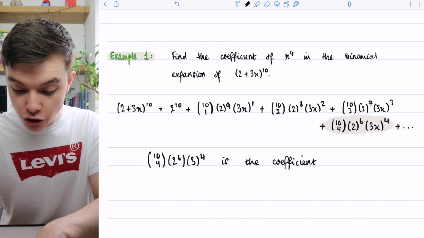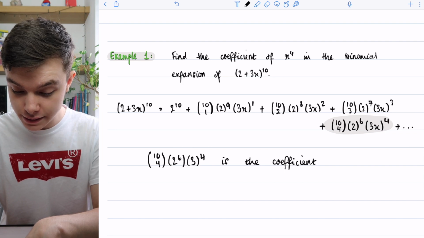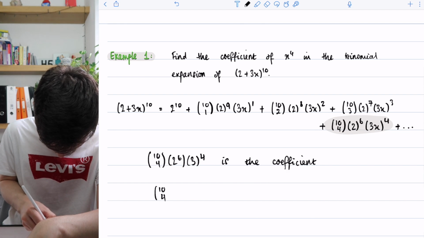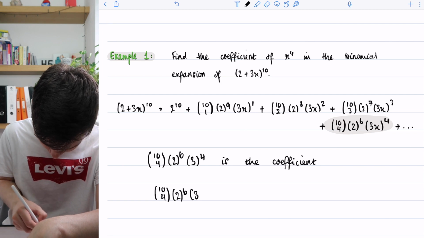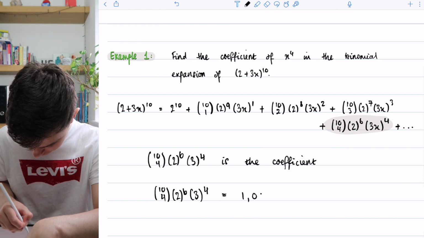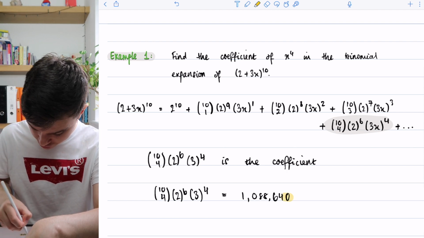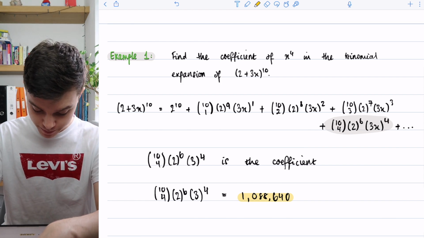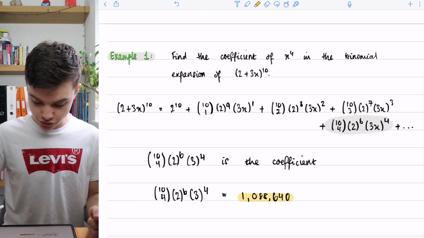Now if you put that into a calculator, let me see what you're going to get. In a calculator, you will get this, and it's a pretty big number. Let me have a look. Is it? It is 1 million. Let me write this down. 10C4, 2 to the power 6, and in fact, let's put that 6 outside the bracket, 3 to the 4 is equal to 1,088,640. That is the coefficient of x to the 4 in the binomial expansion of (2 plus 3x) to the 10. Hopefully that makes some sense.